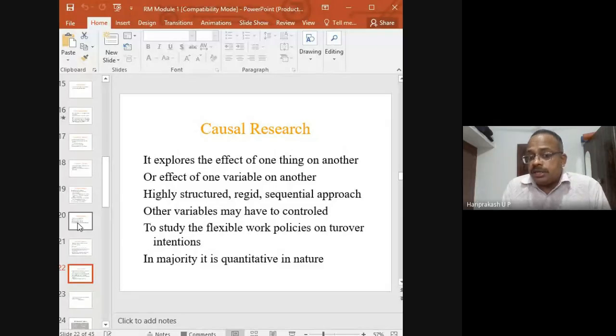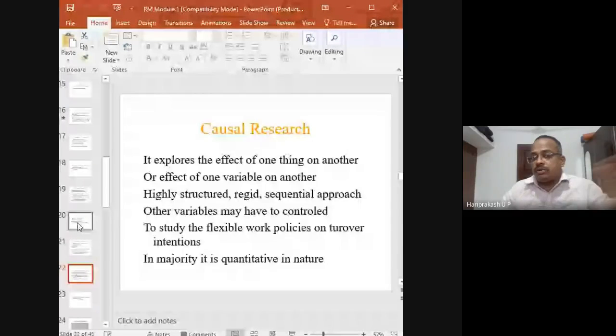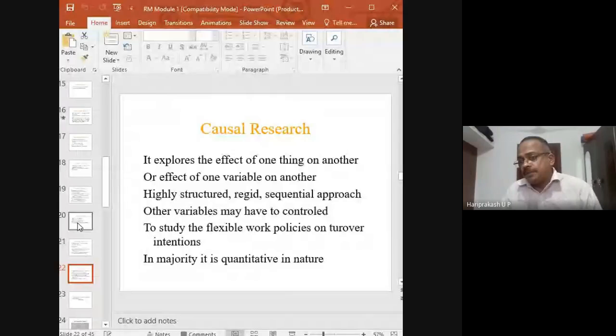And in this, the majority of causal research is quantitative research. If you are doing causal research which is based on quantitative methods, it becomes quantitative causal research.